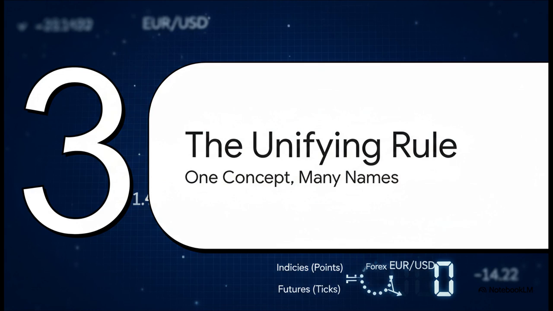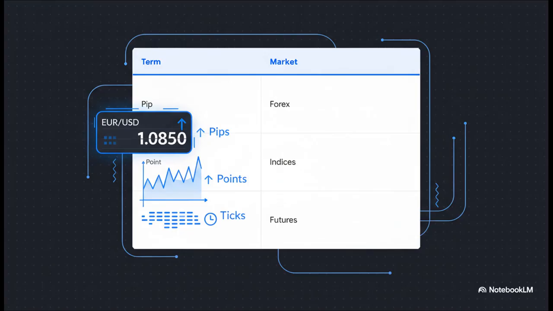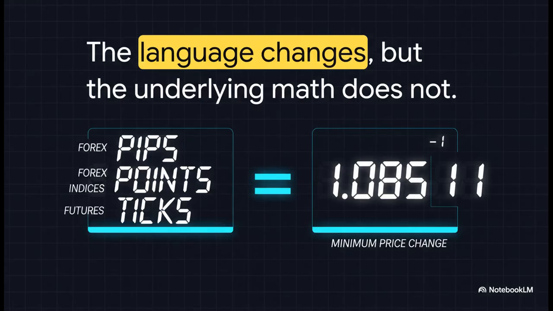So we've got pips, points, and ticks, three different names for what sounds like the same thing. So what's the unifying rule here? How does this all connect? Well, it's actually pretty straightforward. Each market just has its own special name for its smallest move. It's pips for Forex, points for indices, and you guessed it, ticks for futures. And here is the absolute key takeaway. The language changes, right? But the math does not. A minimum price change is a minimum price change, no matter what you call it.